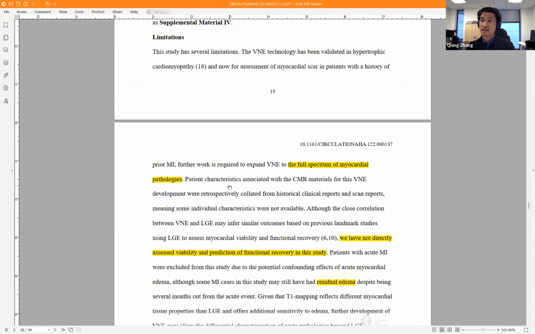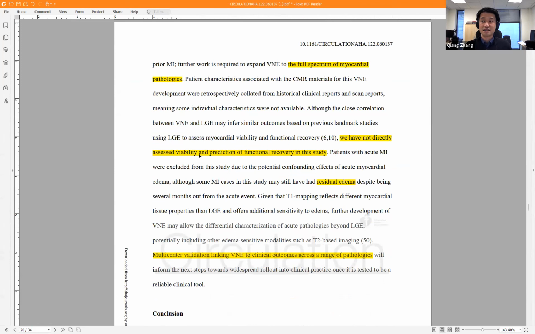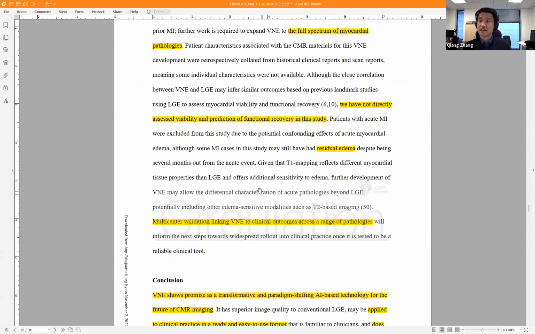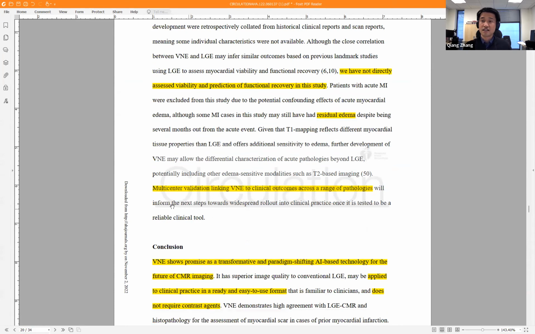So the study has a few limitations and pending further work. For example, we plan to extend the VE methods to the full spectrum of myocardial pathologies, and we have not directly assessed the viability and the prediction of functional recovery in this study. In some individual examples, there might be residual edema despite being several months after the acute event. And finally, we aim to do multi-center validations linking VE to clinical outcomes across a range of pathologies.